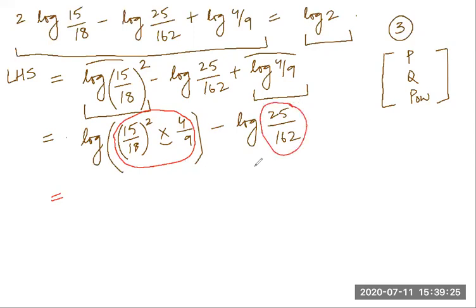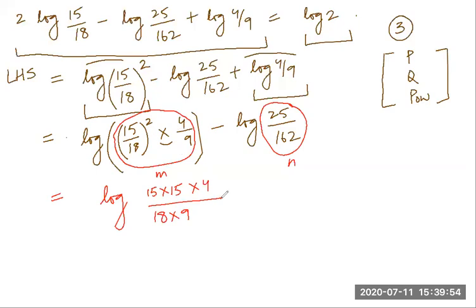So now, which law will be applicable, Mehtab? Quotient law. Don't say question, quotient law. Very good. Mehtab, please tell what it will become. So log m minus log n is equal to log of m by n, right? So this is 15 into 15 into 4 divided by 18 into 9.